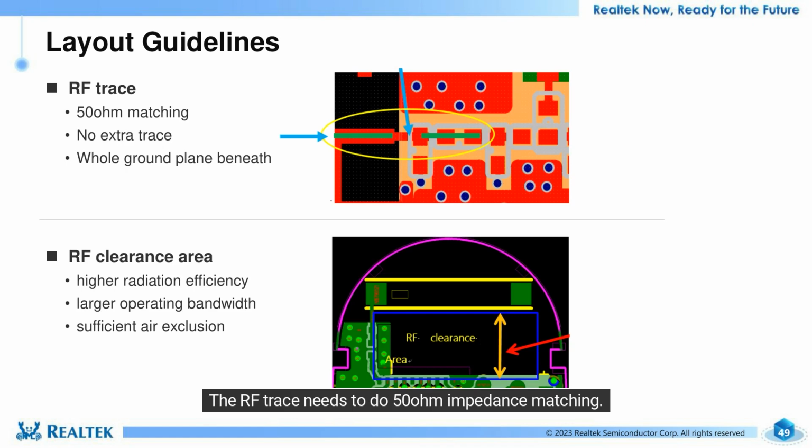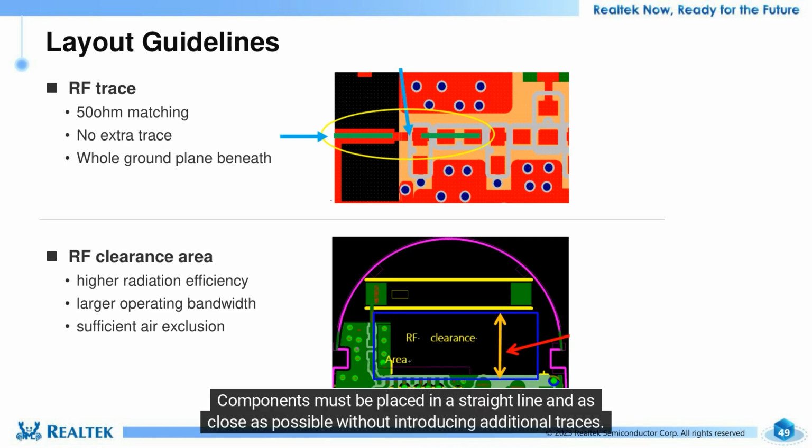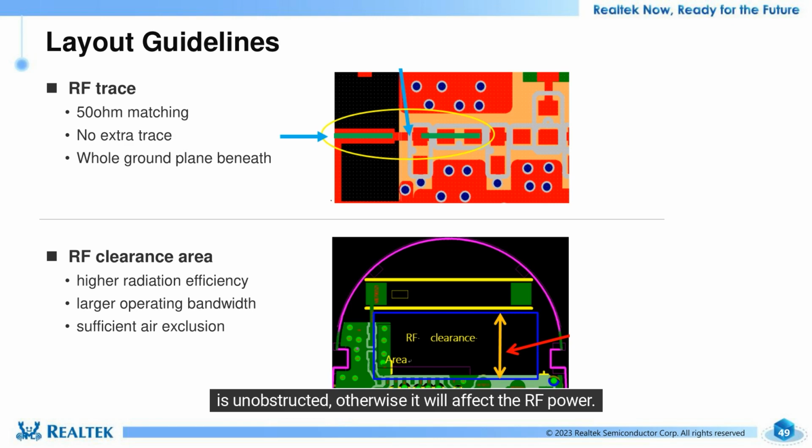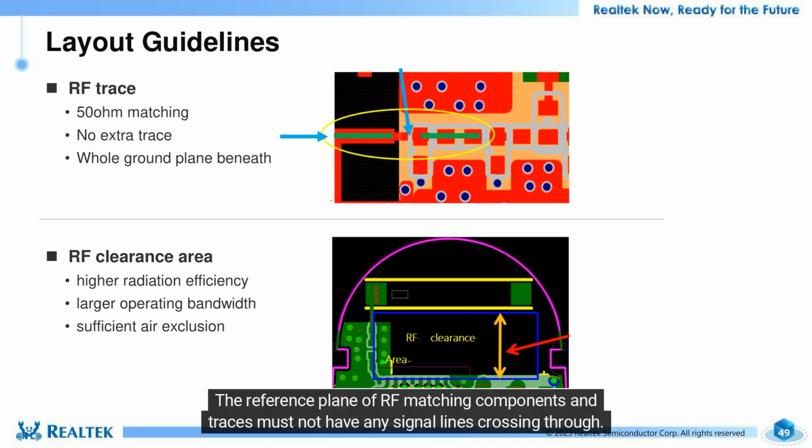The RF trace needs to do 50 ohm impedance matching. Components must be placed in a straight line and as close as possible without introducing additional traces. In addition, there must be a complete reference GND below the RF trace to ensure that the return path is unobstructed, otherwise it will affect the RF power. The reference plane of RF matching components and traces must not have any signal lines crossing through.